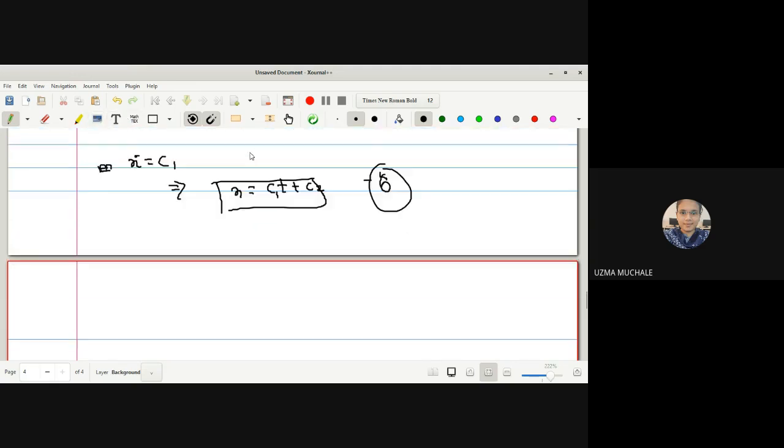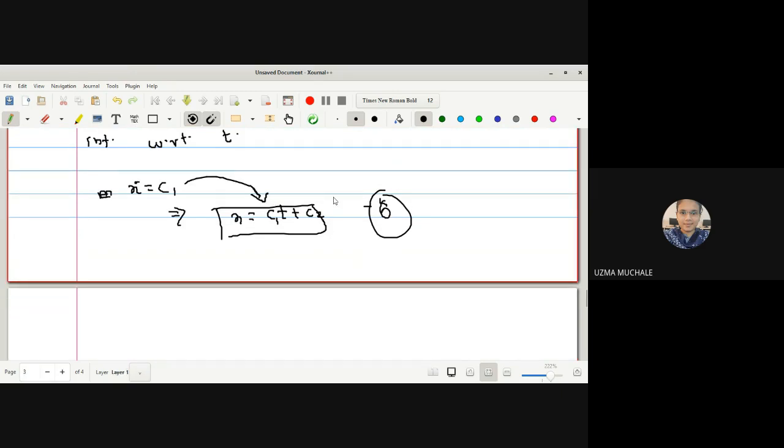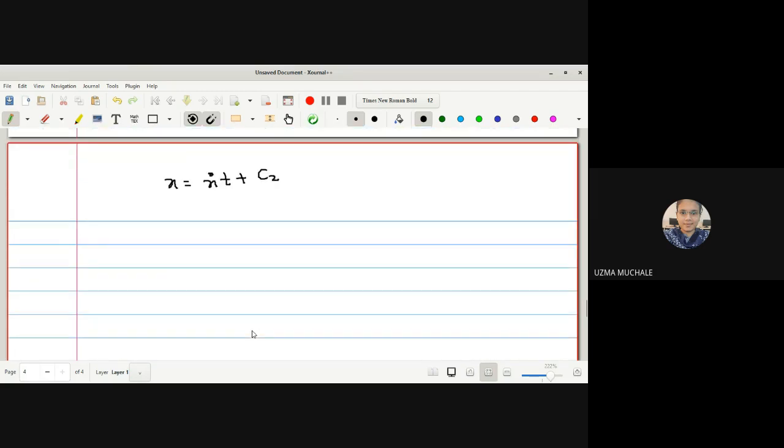But here we got x dot is equal to c1, so you can substitute the value of c1 here. We get x is equal to x dot into t plus c2. Sorry, it should be c1 t plus c2. So x dot is the initial velocity, the velocity along the x direction. We can say velocity along the x-axis. So what is the velocity along the x-axis?